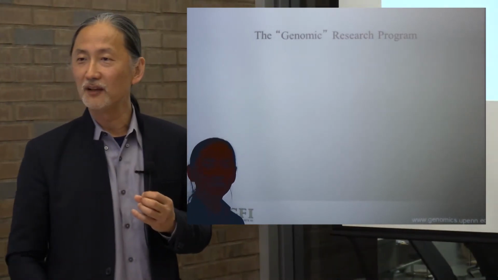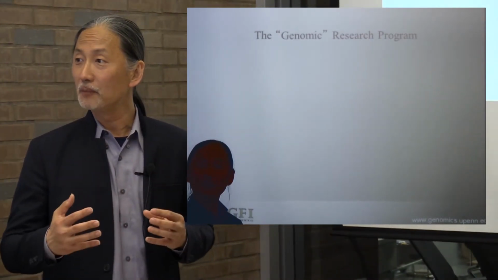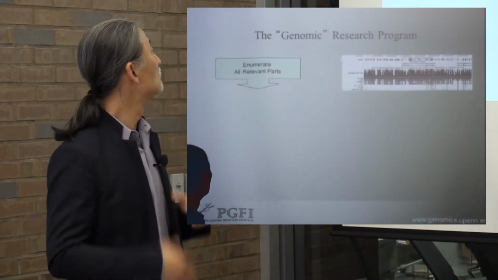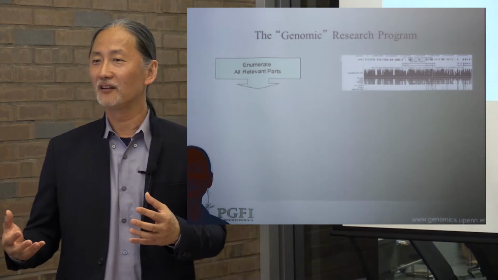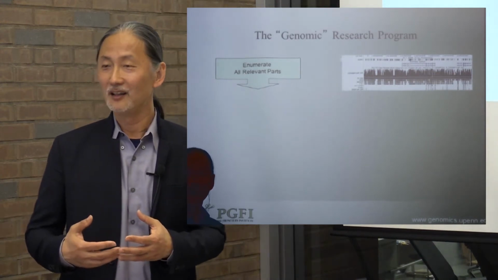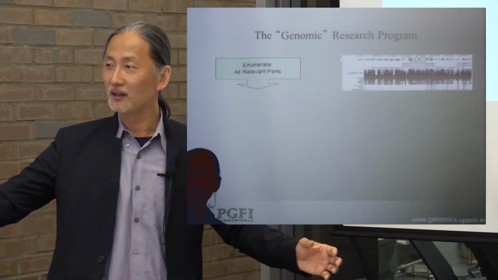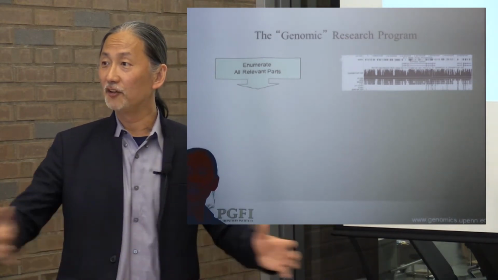But the genomics revolution, which happened from the early 90s on, really gives us a completely different bottom-up view of how to study the organism. Sometimes we call this the genomic research program, because this is the opposite of how biologists used to study the organism. First, we enumerate all the relevant parts in an organism, starting from the DNA. So sequencing the DNA becomes the first thing to do, and it's the systematic data collection at the very bottom.